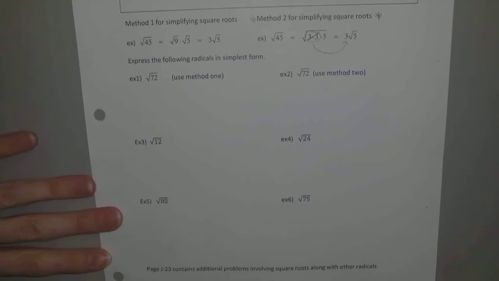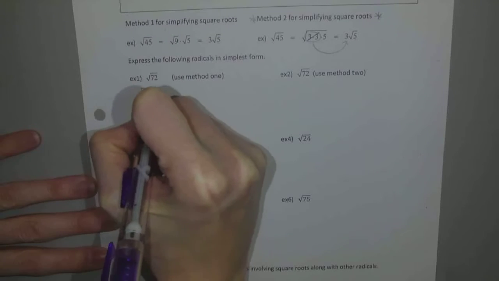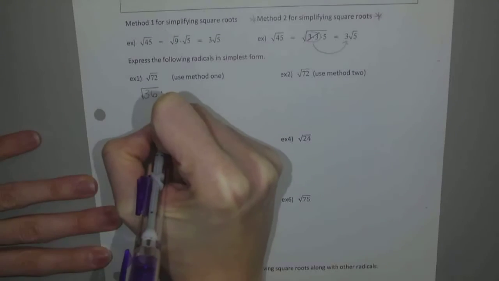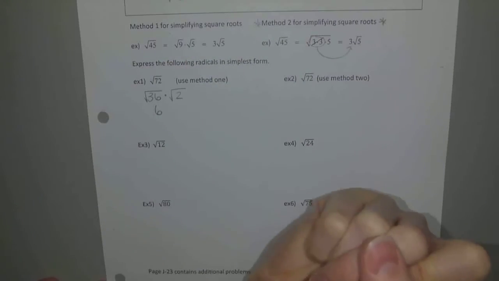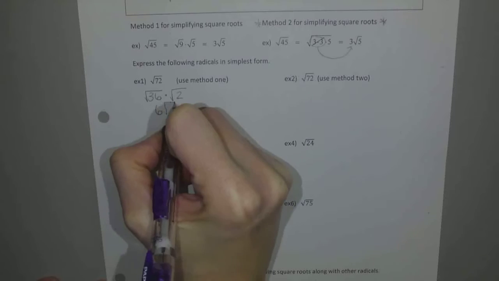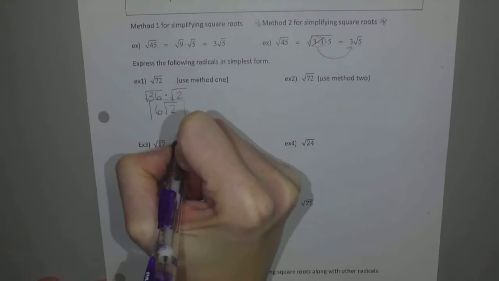So in method 1, they want us to write 72 as the square root of 36 times the square root of 2. Is that okay? Because he realized that 36 was the largest square that was in 72. What's 72 divided by 36? 2. So that's what we know. So when we multiply those two, we get 72. But how does that help us? What's the square root of 36? 6. And so who can come out here? 6. The square root of 2 is not a perfect square, so he stays the square root of 2. Okay?